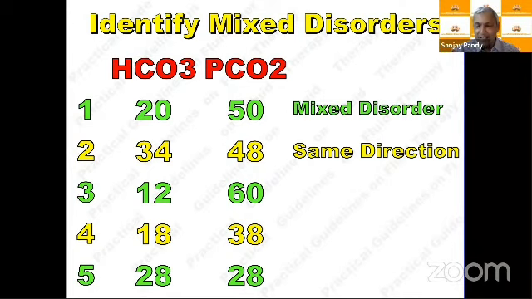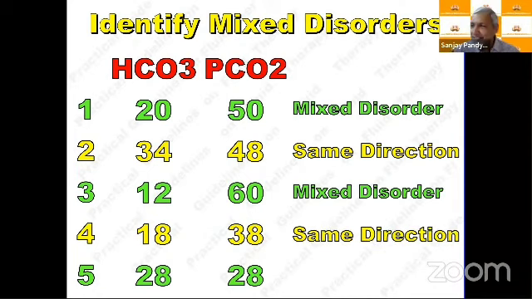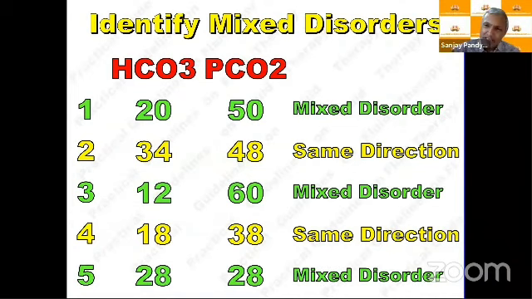And 18 and 38. Yeah, both are low, so it is same direction. And 28 and 28. It's like a 20-20 cricket match. The answer is that the digits are the same, but the direction is opposite, and therefore it is a mixed disorder. So a very, very simple first step: look at the direction of changes. If they are in opposite direction, we have to think of some underlying mixed disorder.